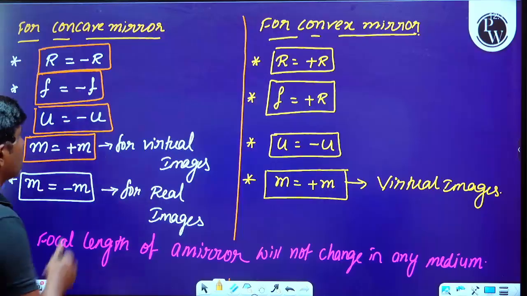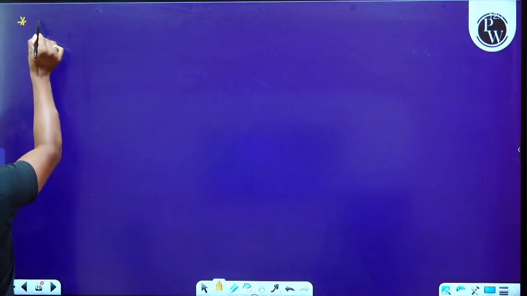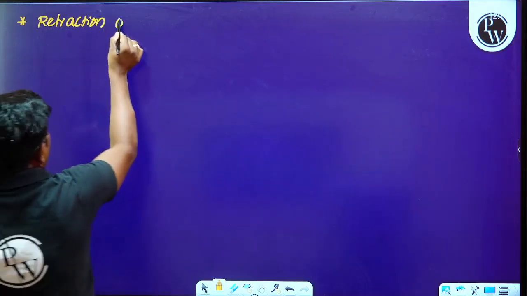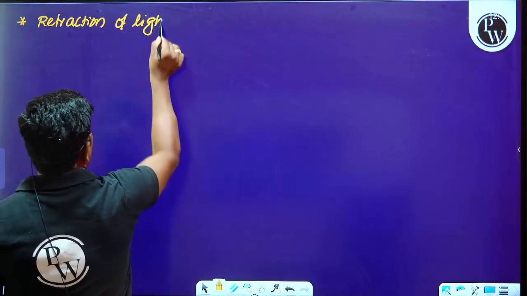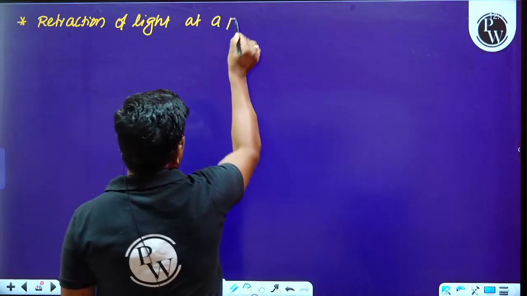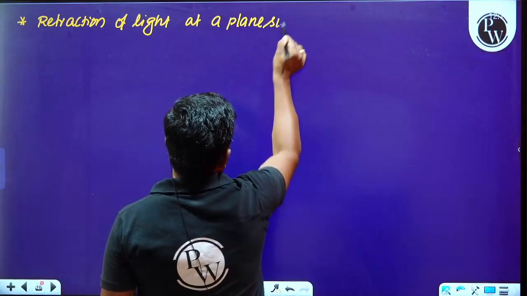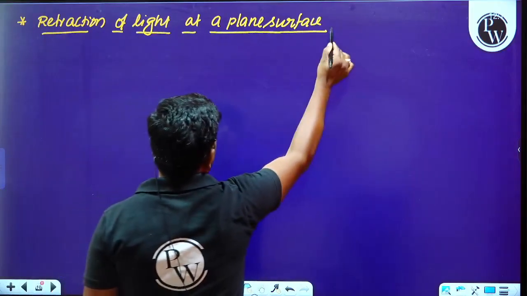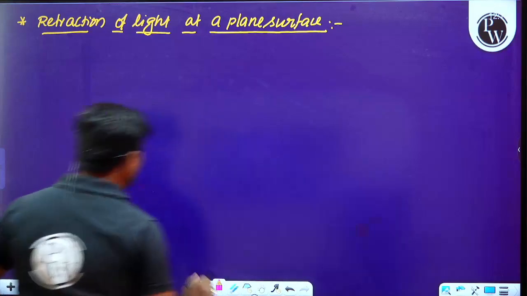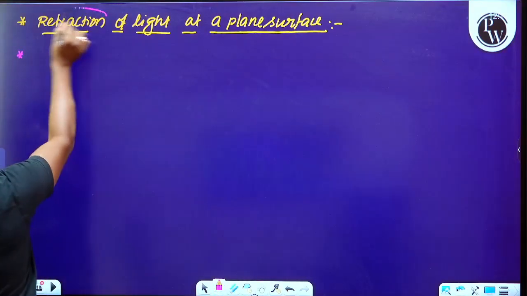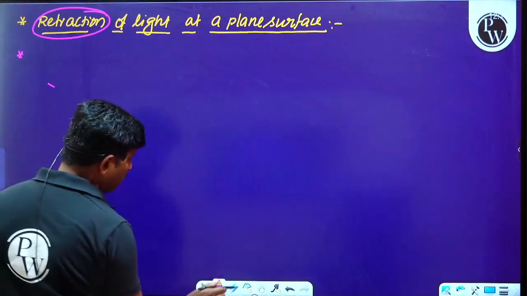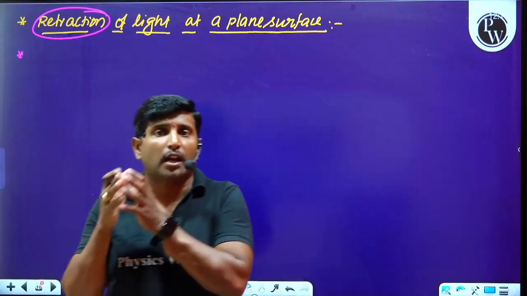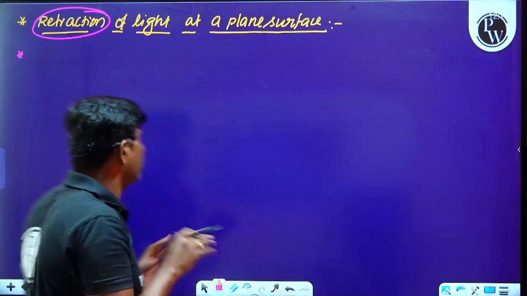Now let us move on to refraction. What is the refraction of light at a plane surface? First of all, let us understand the refraction of light at a plane surface. So please have a look here and note down each and every point. What is refraction here? Refraction is nothing but the bending of the light when it travels from one medium to another medium.